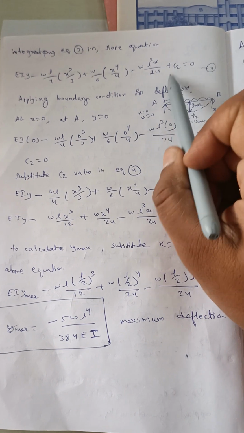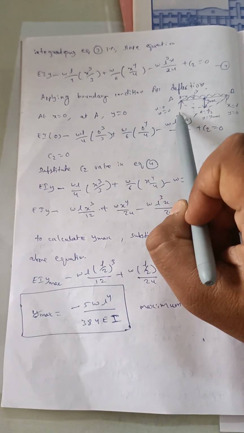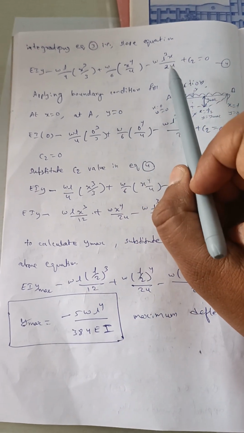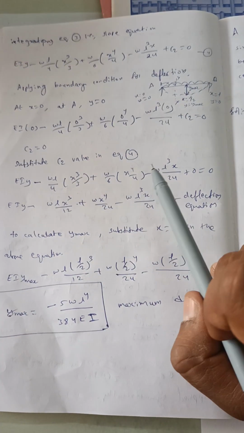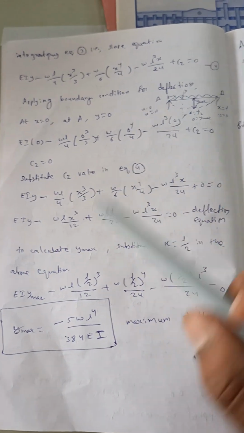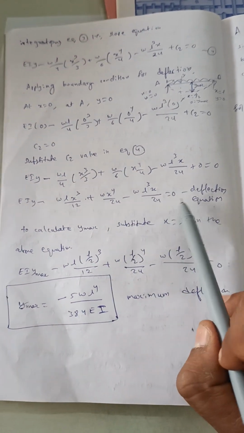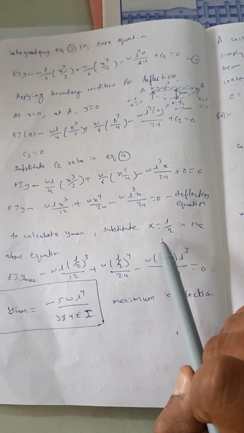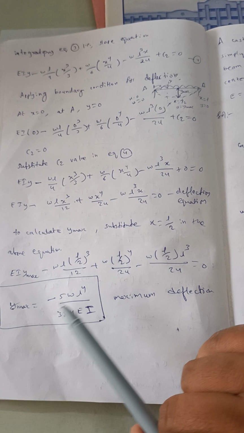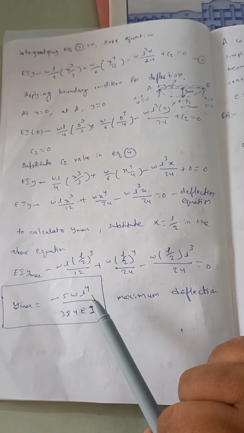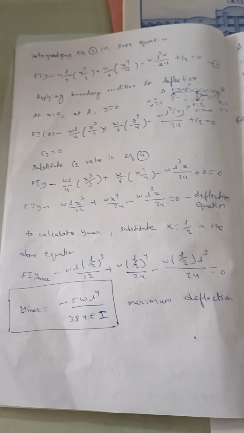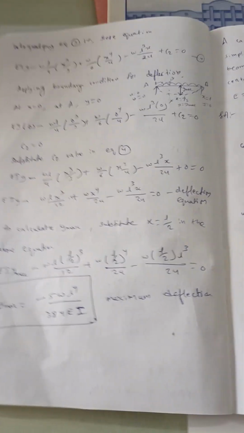But here we have got the constant C2. To find this constant, we apply x equal to 0, y equal to 0. Substituting these here, we get C2 as 0. Substituting the C2 value in equation 4, we get the deflection equation. To calculate y max, substitute x equal to L by 2. Then finally, I got y max equal to minus 5 WL cube by 384 EI. This is the maximum deflection for a simply supported beam subjected to UDL.